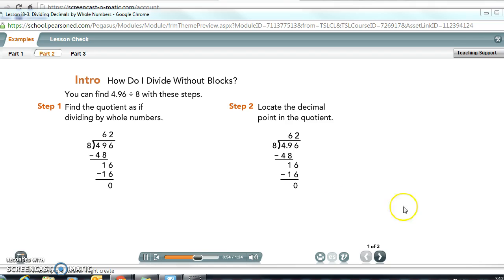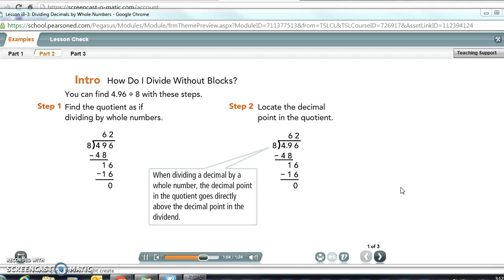The problem 496 hundredths divided by 8 also has a 6 and a 2 in the answer, but we need to place the decimal point. When dividing a decimal by a whole number, the decimal point in the quotient goes directly above the decimal point in the dividend. Essentially, all you need to do is look and see, okay, the decimal's here, I'm going to drag it straight on up. So, the decimal point is placed before the 6 in this case. Decimals like 62 hundredths are written with a leading 0. The answer to 4 and 96 hundredths divided by 8 is 62 hundredths.